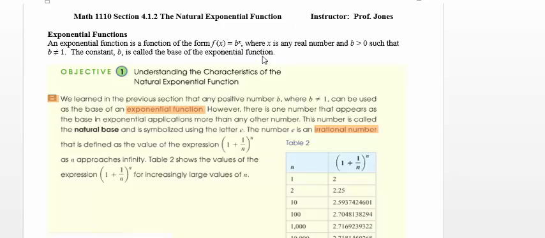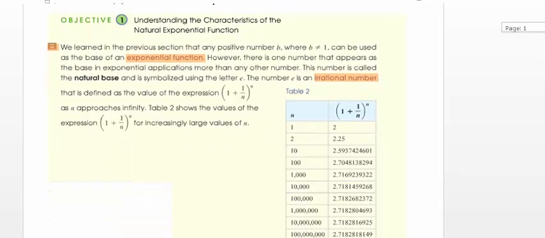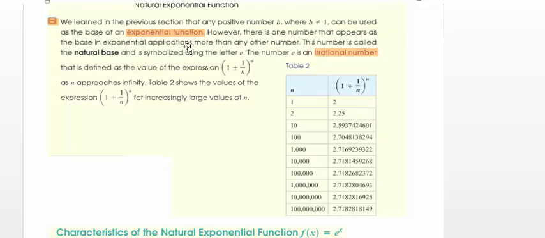Let's take a look at the next topic in section 4.1, and that's the natural exponential function. So, an exponential function, recall from the previous video, is a function of the form f of x equals b to the x, where b is any real number bigger than 0, different from 1. So the number b is called the base of the exponential function.